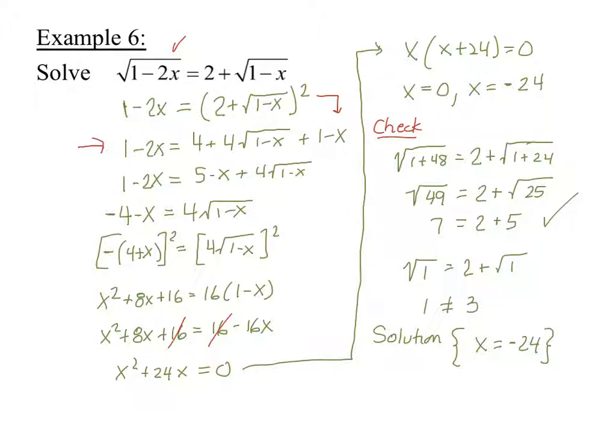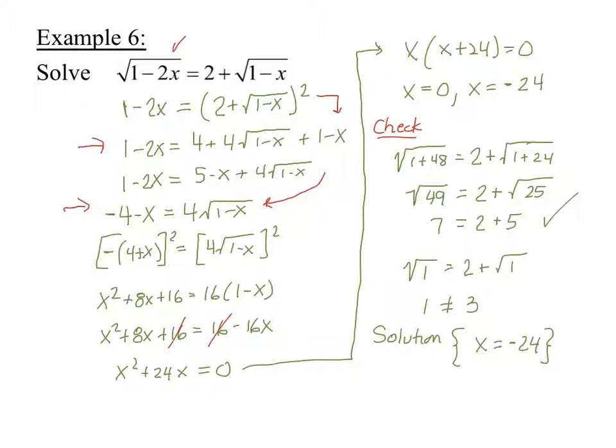So we're going to do some combining of like terms. The first time around is not going to be much because we're going to have 1 minus 2x is equal to 5 minus x plus 4 times the square root of 1 minus x. So we're going to isolate the square root again, and when we do that, we bring the 5 minus x over to the left-hand side of the equation, and we get a minus 4 minus x is equal to 4 times the square root of 1 minus x.